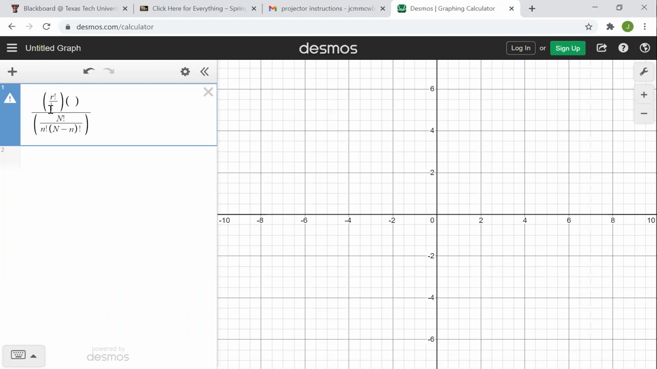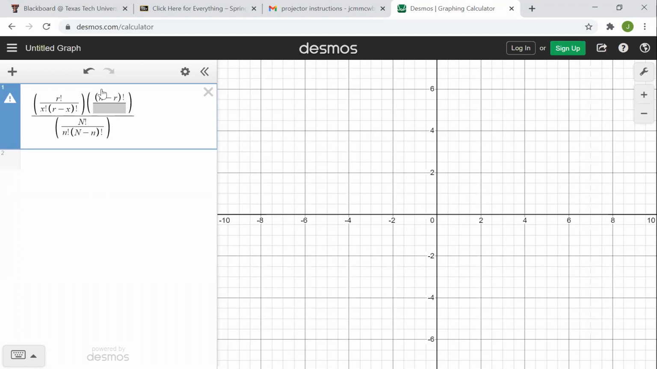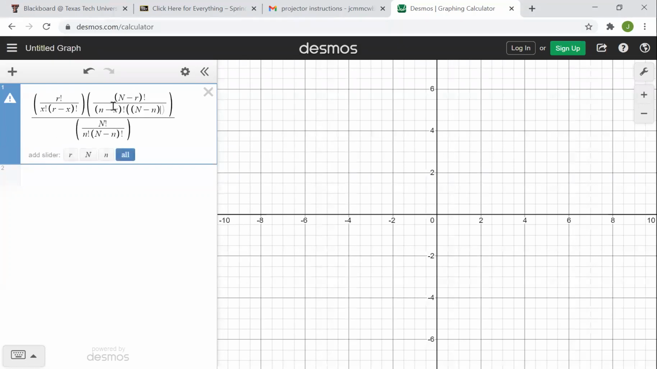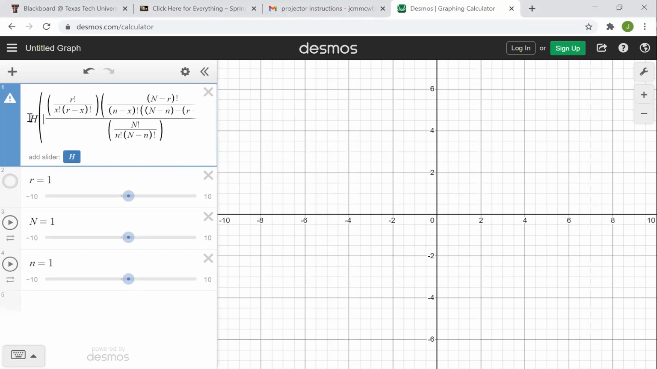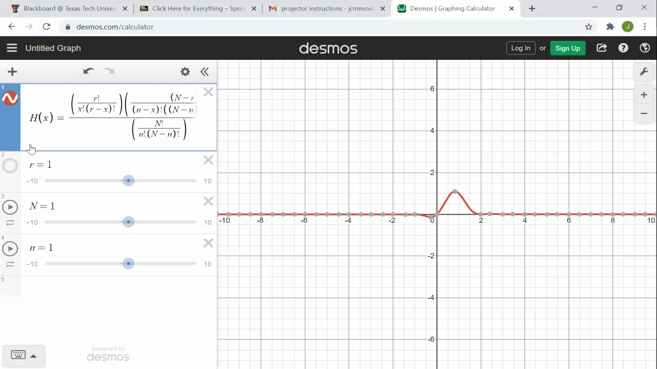And here we have the r factorial, x factorial, r minus x factorial. And then over here, the big nasty part, capital N minus r factorial. And then down here, capital N minus x factorial. And then our parentheses, capital N minus lowercase n minus r minus x factorial. What'll happen, you'll see these buttons pop up. Click all to add them all. Pull that up. Yes. So, and then from here, I will call this h of x, lowercase x, is equal to that.